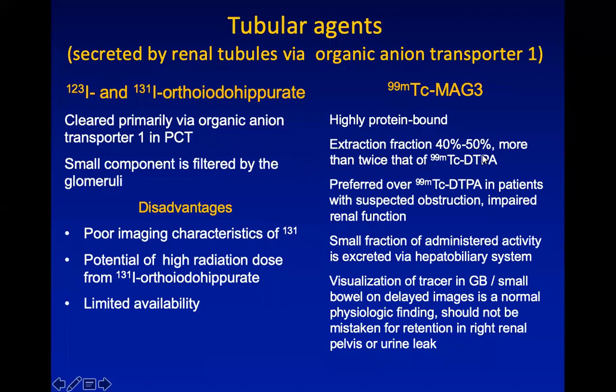Now coming to the second agent, that is technetium MAG3. This is also a tubular agent, which is highly protein bound. The extraction fraction is very high. It's more than twice that of technetium DTPA, which is why it is preferred over DTPA in patients with impaired renal function. A small fraction of the IV injected tracer is also excreted by the hepatobiliary system, which is why once in a while you will find there's a small visualization of the gallbladder or small bowel in the delayed images. This is a normal physiological finding.